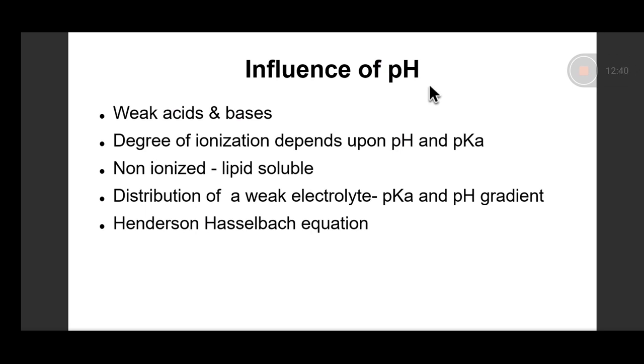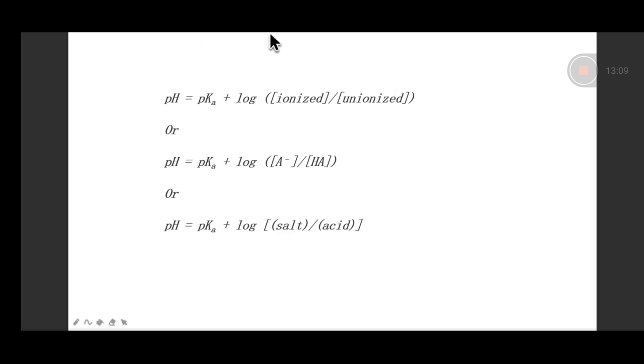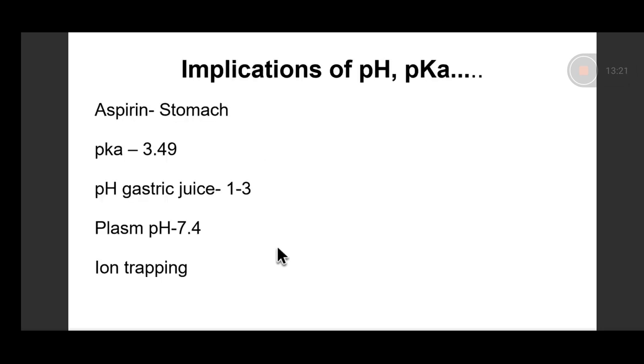Non-ionized substances are lipid soluble. And the distribution of a weak electrolyte depends upon the pK and the pH of the medium in which the weak electrolyte is located. And all this ionization and dissociation of weak acids and bases is dependent upon the Henderson-Hasselbalch equation. Okay, you know these equations. I've just put these so that it's a recap for you. I suggest you go and have a look at it in your biochemistry textbooks.